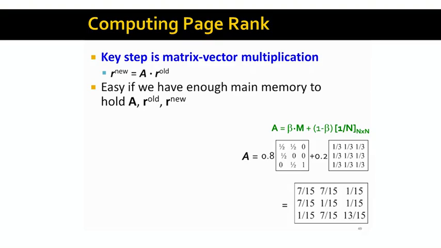Here I have an example from our previous slide with the three node graph, where our matrix A equals the matrix M times beta plus 1 minus beta times this matrix of 1 over n's, where n is the size of the graph, and the size of this matrix is n by n. Notice what happens down here. We take our matrix M and multiply it with 0.8. We take this n by n matrix, where every entry is 1 over n, multiply that with 0.2, and sum these two matrices together.